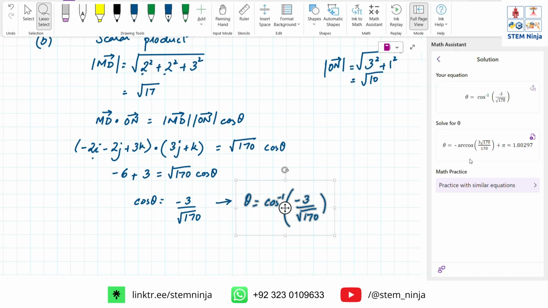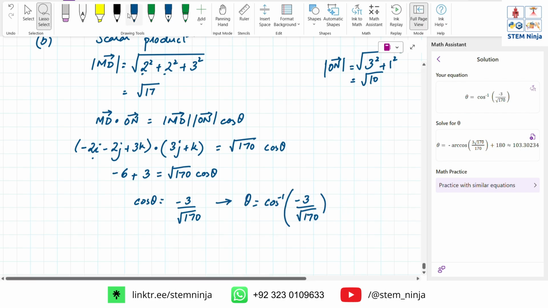So let's solve for that. This is in pi. When we convert it into degrees, this is 103.3 degrees. Right. Okay.